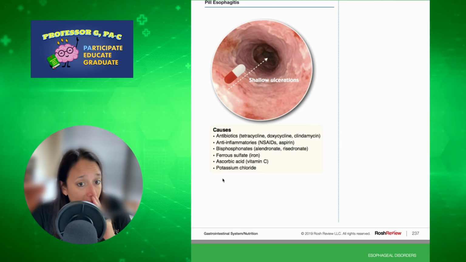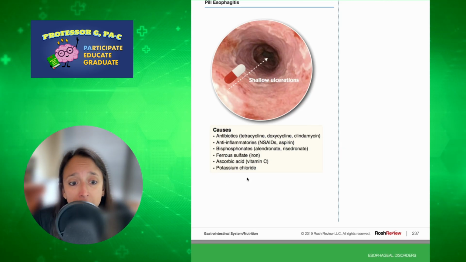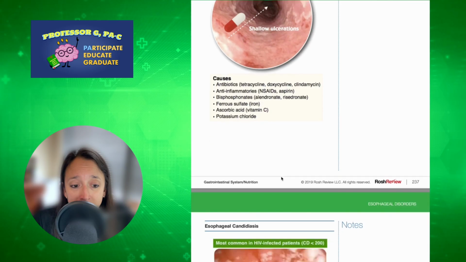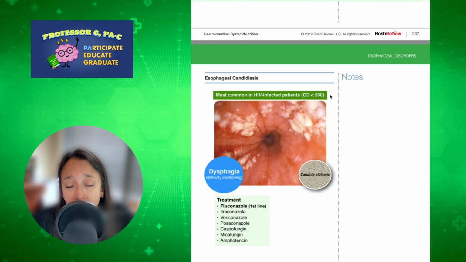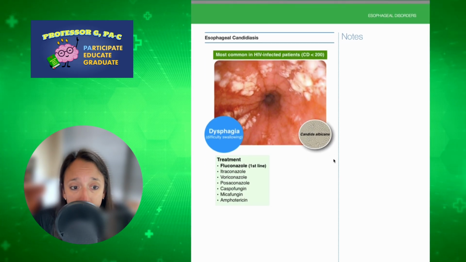And again, these are some of the most common causes. So antibiotics, bisphosphonates, iron, and potassium, and NSAIDs. Here's that picture of the esophageal candidiasis. Again, we see it most often in HIV patients or patients that are immunocompromised, like diabetes. It's caused by Candida, and we see it often with CD4 count less than 200.